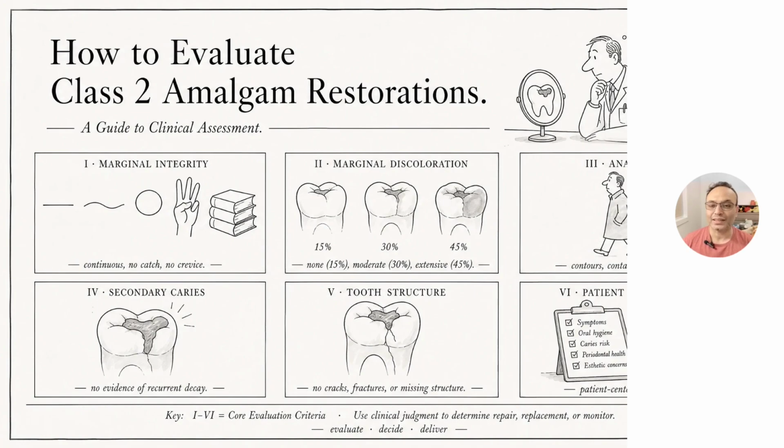Now, there are a few things like marginal integrity, marginal discoloration, anatomy, secondary caries, tooth structure, and patient factors that could all be assessed in an evaluation where we can decide whether this patient requires replacement, and whether you have completed this task and want to assess yourself whether you did a good job, whether it would pass according to the Australian or Canadian standards.